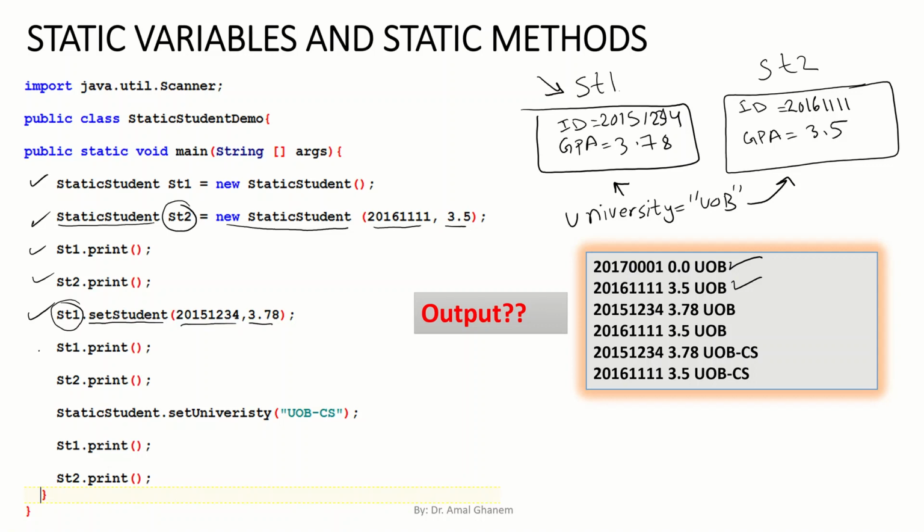Now st1.print and st2.print will do the printing again of the values. So what is inside st1? We have 2015, 3.78, and university is still UOB. So that's why here we have 2015, 3.78, and UOB. The values of st2 are unchanged. So we have 2016, 3.5, and UOB as well.